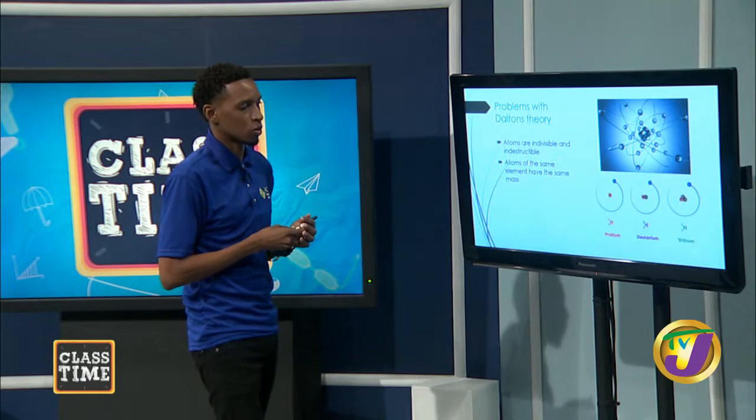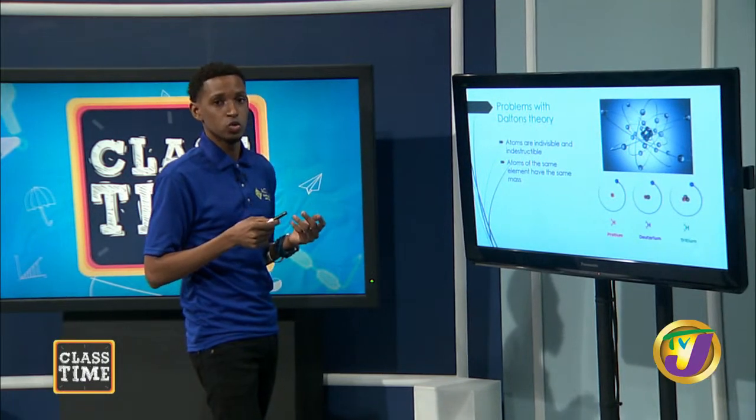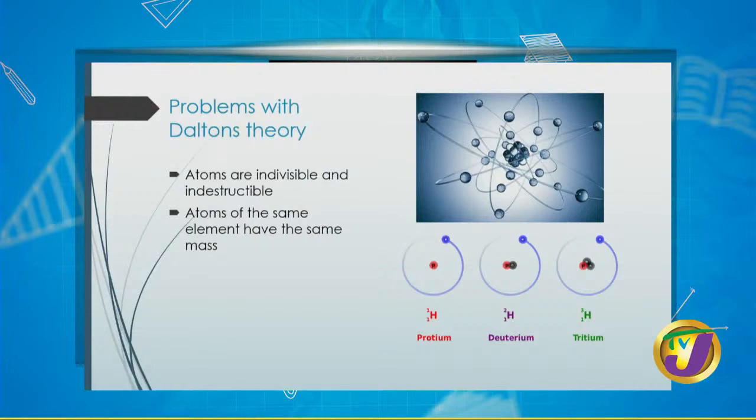The first one, protium, has 1 proton and 0 neutrons. The second one, deuterium, has 1 proton and 1 neutron. The third one, tritium, has 1 proton and 2 neutrons. And it varies in mass because with tritium it has 2 neutrons, 1 proton, so you add those 3 together and the mass would be 3. With deuterium, you add the 2 together, the mass would be 2. With protium, it only has a proton, so the mass is 1. So they're all hydrogen, but they vary in mass.